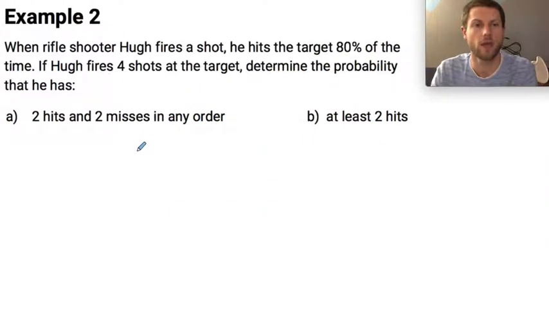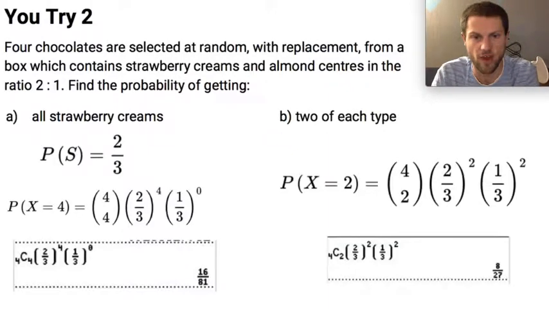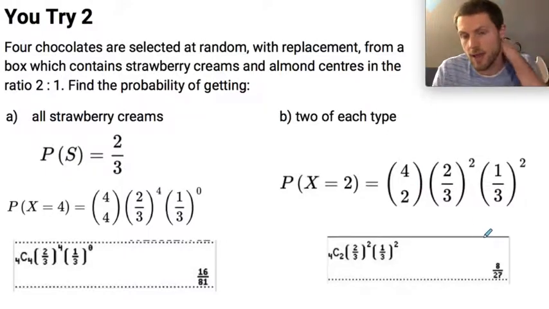So for the last you try example here, give this one a shot. Pause the video, and again, think about the concept and what you're choosing, what your successes are, what your failures are, and the probability of those items. So pause the video, give this one a shot. And here are my final solutions. I've written out what the probabilities are in the binomial probability equation, and also what I've typed in the calculator. And here are my probabilities: 16 out of 81, and then 8 out of 27.